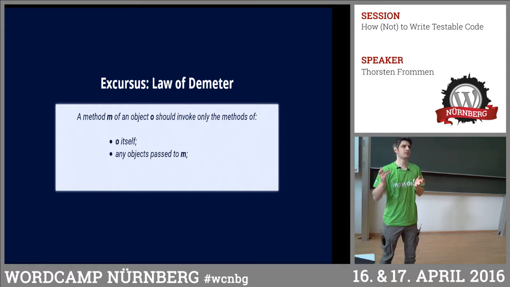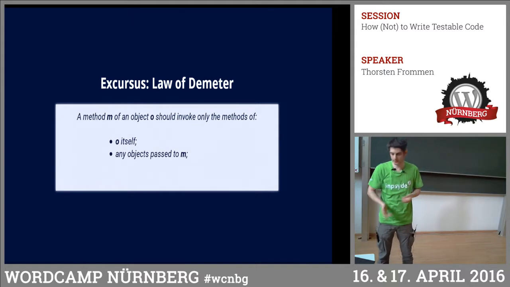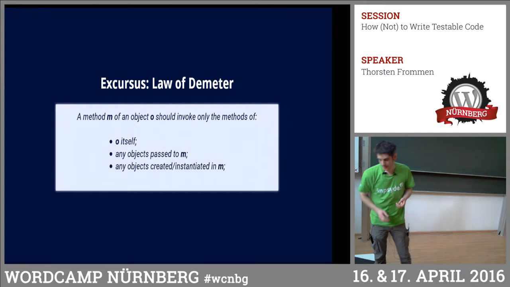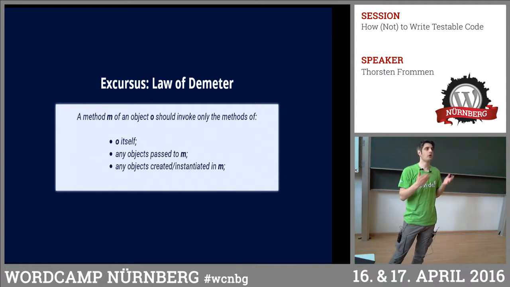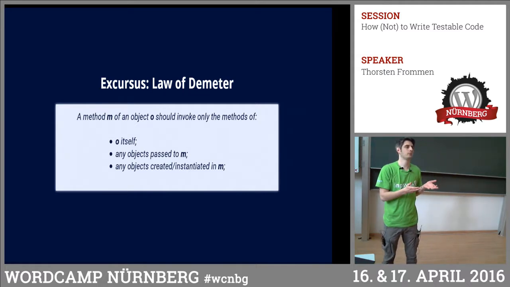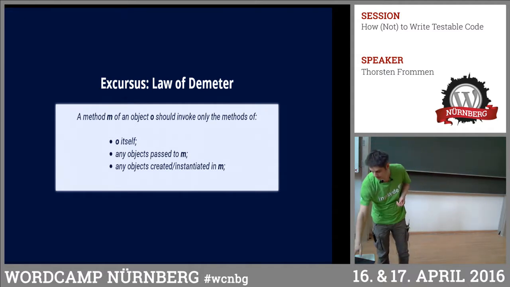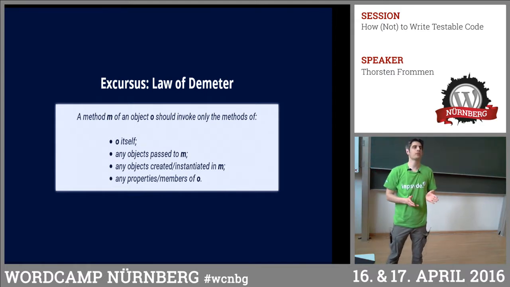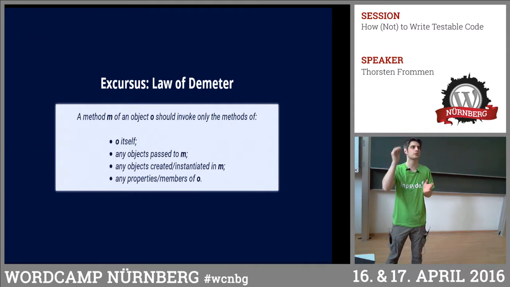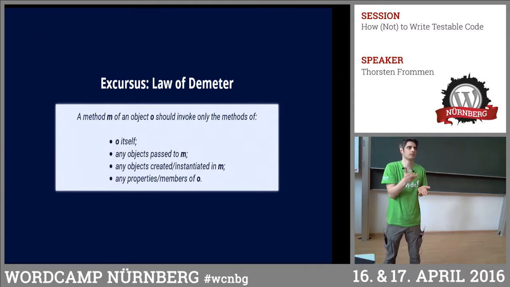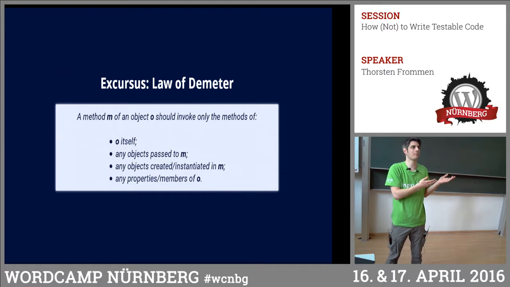So if I dependency inject stuff into my method M, of course I can call methods of things I pass in there. Any objects instantiated or created in my methods, that means just using the new keyword in PHP, or creating objects via factory methods or factory objects, that's also okay. And properties of my object. So if my object has a property which is constructor injected into my class, of course I can use methods of my properties.